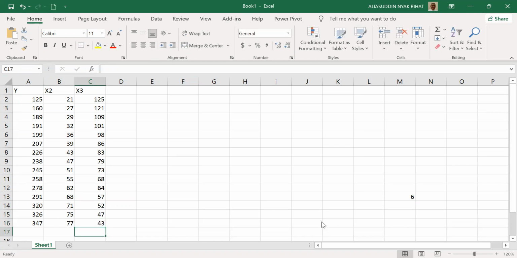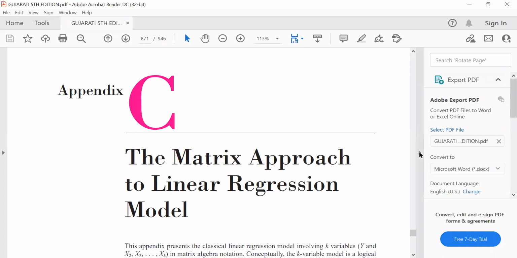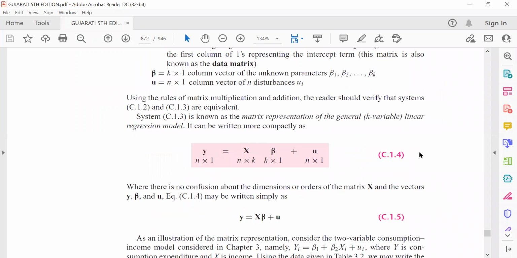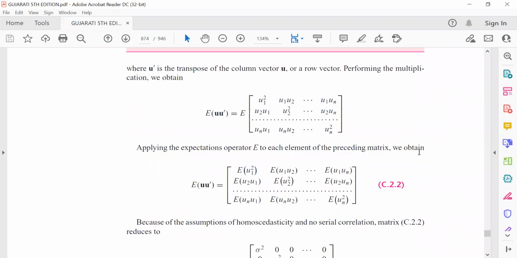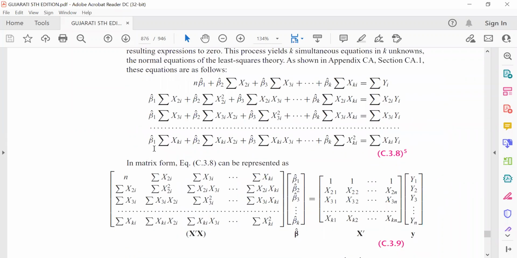Now, according to our formula, beta equals X prime X inverse X prime Y, we have here the components of the X prime X matrix. The first row and first column is the sample size, A11. A12 is sigma X2, A13 is sigma X3.